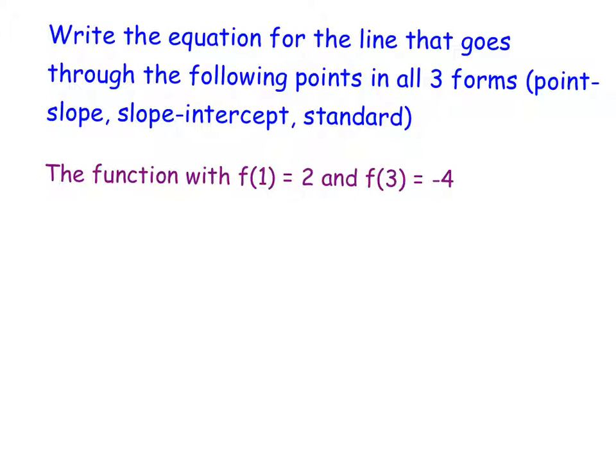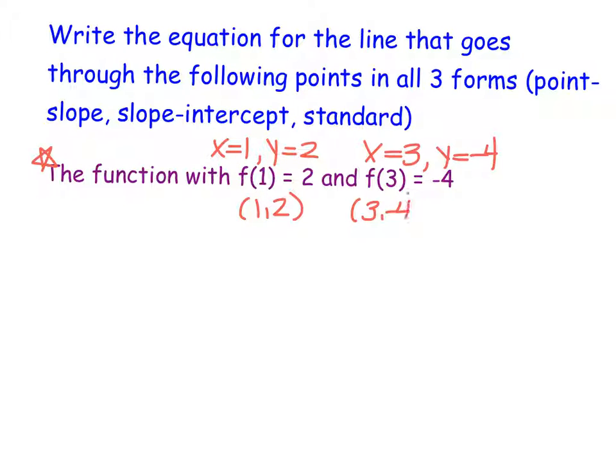In this example, we're going to write the equation of a line in point slope, slope intercept, and standard form for items that are written in function notation. So here, remember, we need to start by translating what this function notation is really telling us. This is really saying when x is equal to 1, y is equal to 2. So this is really the point 1 comma 2. And in the second one, it's saying when x is 3, y is negative 4. So we really have the point x is 3, y is negative 4.